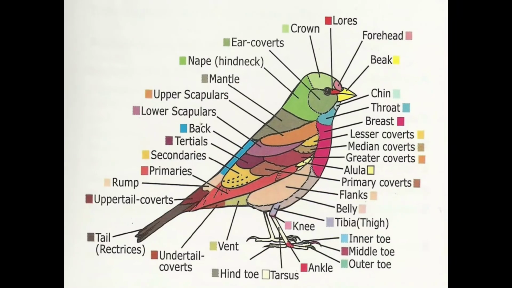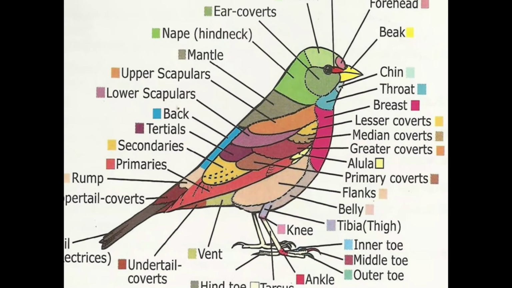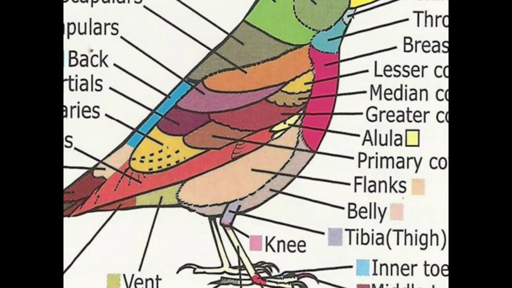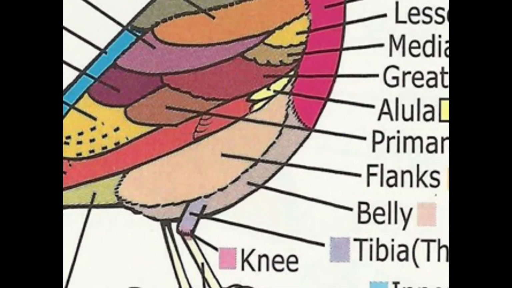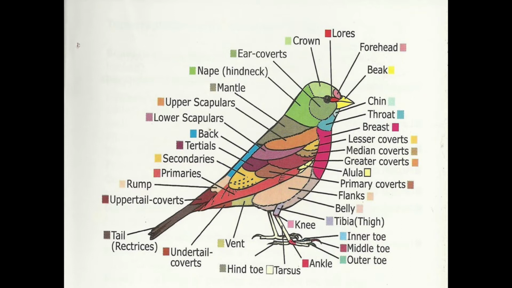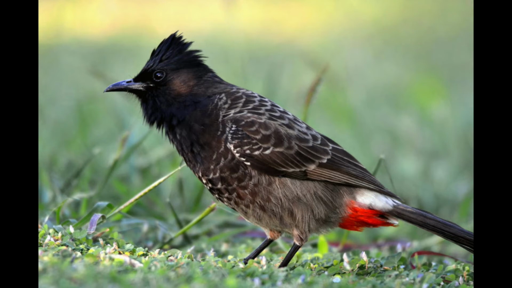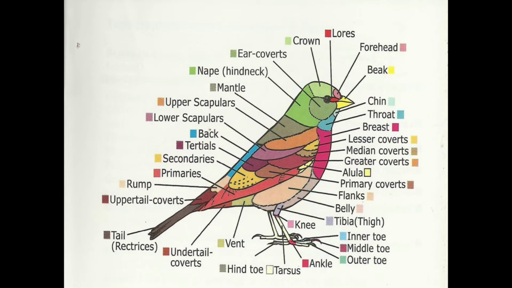The next portion is the flank, the sides of the body of the bird between the margins of the wings and the sides of the belly. The next part is the thigh, the joining portion of the leg to the body. The next is the vent, the feathers in the region of the cloaca. For example, we can see the red portion of the red-vented bulbul. The final part is the undertail covers. The detailed structure of feet and undertail will be studied in the following sessions.